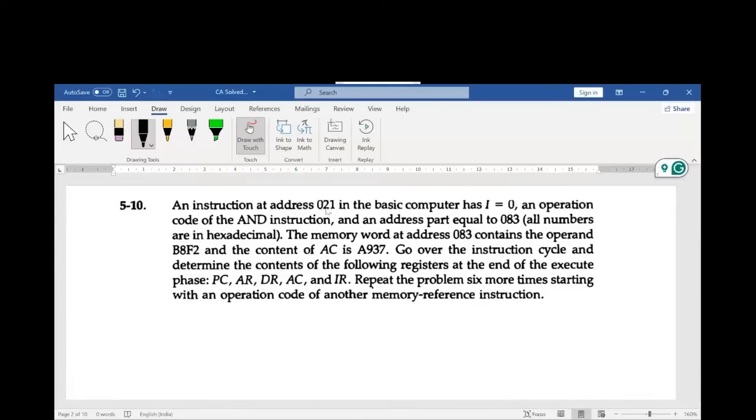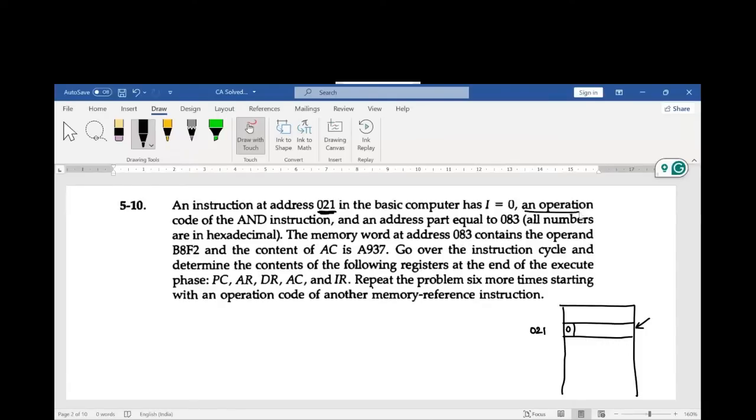An instruction at address 021 in the basic computer has I equals to 0. So let us first show this in the memory. Suppose this is my address 021. We have said that the address is 021 and it has an instruction. So my instruction is over here. In the basic computer it has I equals to 0. We know that the most significant bit is I, that is the direct indirect bit, and it has value 0 in it. It indicates that this instruction is following direct memory address mapping.